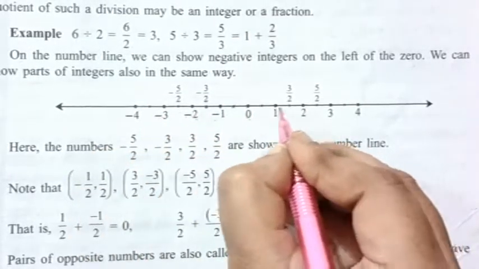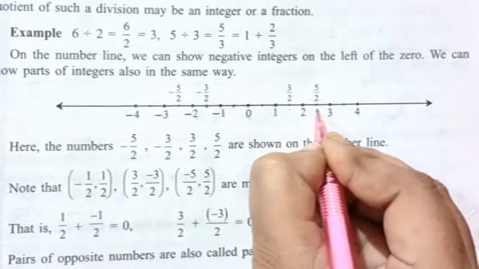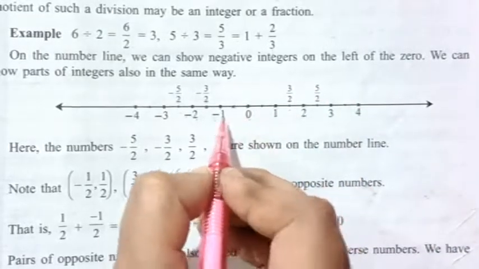Similarly here also, 1 and 2 is divided into two parts, that is here. 2 and 3 is divided into two parts, that is here. And 3 and 4 is divided into two parts, that is here. So first we will see the negative numbers.